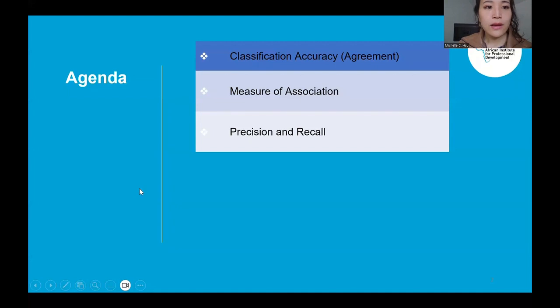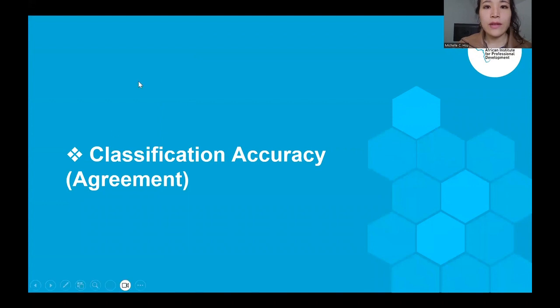Next, as part of the part 2 lecture, we'll be covering classification accuracy and agreement, measures of association, and precision and recall. And again, we'll be looking at categorical outcomes as opposed to continuous or discrete outcomes. Classification accuracy and agreement.